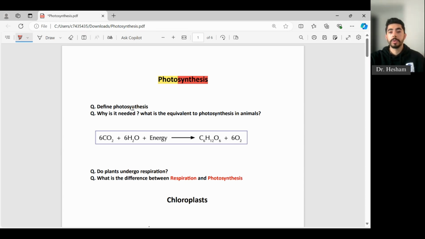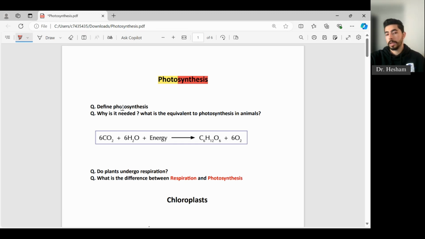Like us, like humans, we eat food. We can move, we can hunt, we can eat other animals, eat other plants. And this is the way we obtain our glucose and our carbs and proteins and fats in order to get our energy. But in plants, this is not possible, so they need to make their own energy using the energy from sunlight.